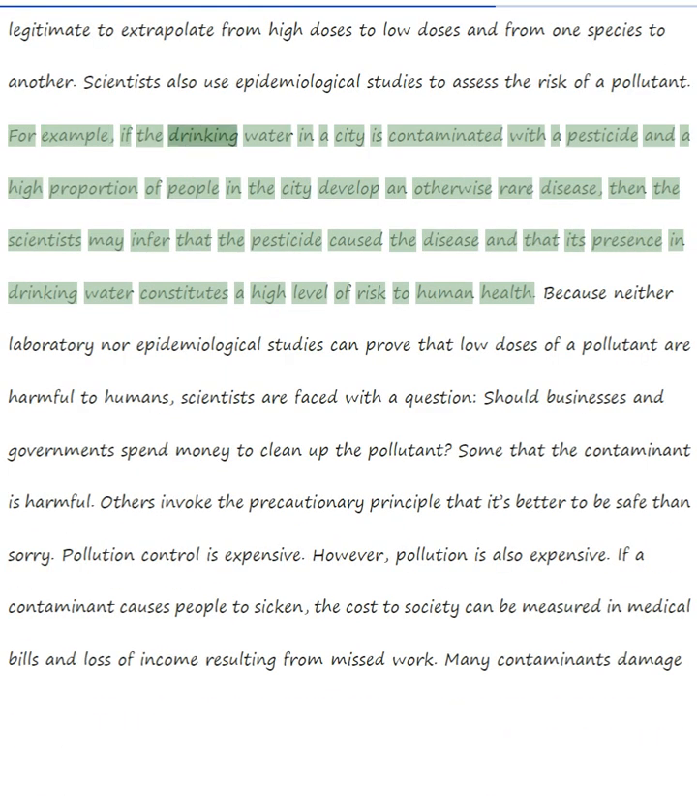Scientists also use epidemiological studies to assess the risk of a pollutant. For example, if the drinking water in a city is contaminated with a pesticide and a high proportion of people in the city develop an otherwise rare disease, then the scientists may infer that the pesticide caused the disease and that its presence in drinking water constitutes a high level of risk to human health.